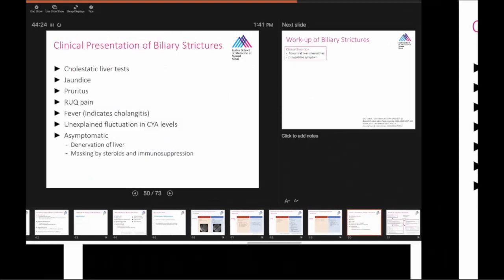So this is the clinical presentation of biliary strictures. Patients will present with cholestatic liver tests. They'll come in jaundiced, itchy. If they have cholangitic symptoms, they can have fever, they could have pain. We mentioned earlier that cyclosporin depends on bile for absorption. So if you have unexplained fluctuations of cyclosporin levels in patients still on cyclosporin, you've got to think about that. But sometimes patients are asymptomatic. They don't feel anything, and that could be because the liver has been denervated or that some of these infectious symptoms may be masked by steroids or immunosuppression.